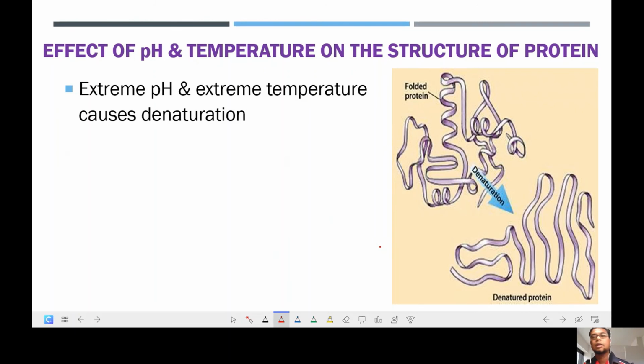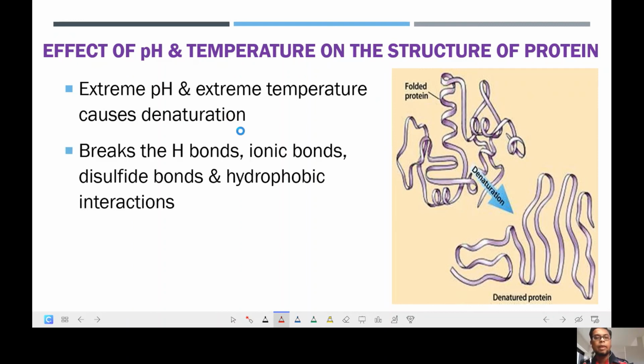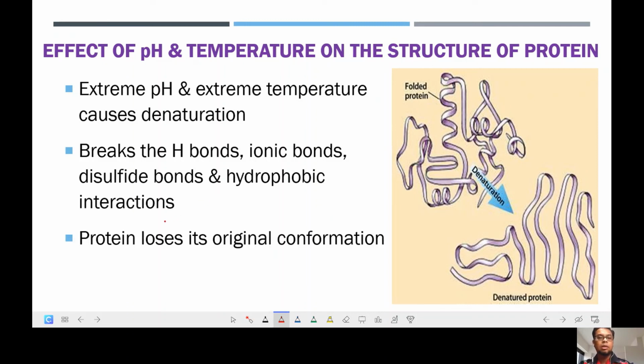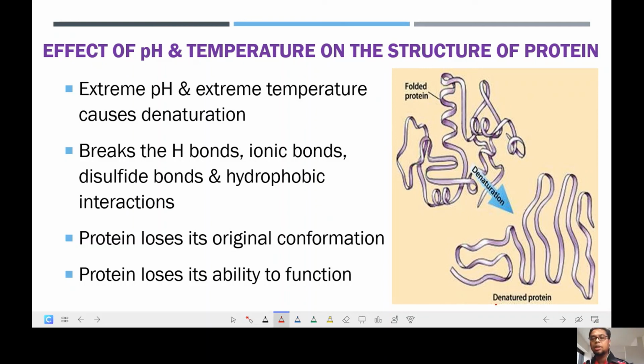The structure of the protein can actually be affected by pH and also temperature, in which extreme pH and extreme high temperature can cause denaturation to occur on the protein, in which the protein will be changed due to the breakdown of certain bonds such as the hydrogen bonds, the ionic bonds, the disulfide bonds, and also the hydrophobic interactions within the original conformation. As a result, the protein loses its original conformation, and finally, the protein will lose its ability to function. In this particular diagram, we can see the original protein change its conformation due to the process of denaturation, and the denatured protein will not be able to function as it should.